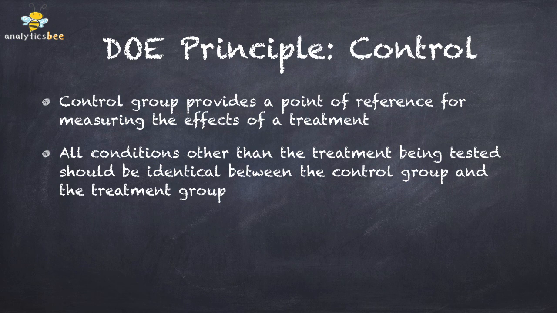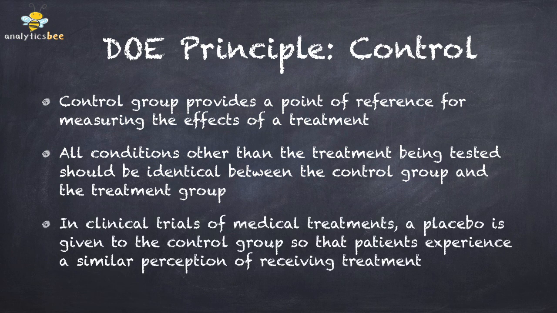All conditions other than the treatment being tested should be identical between the control group and the treatment group. In clinical trials of medical treatments, a placebo is often given to the control group so that patients experience a similar perception of receiving treatment in both the control group and the treatment group.